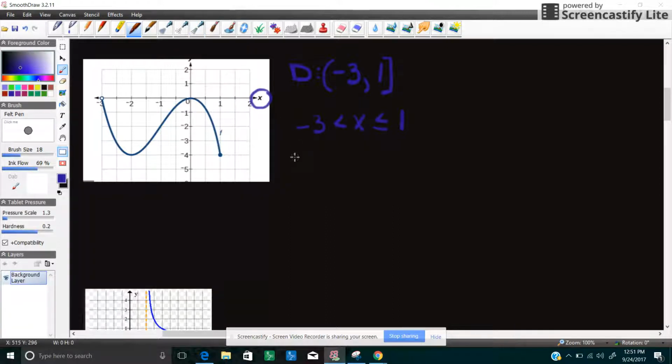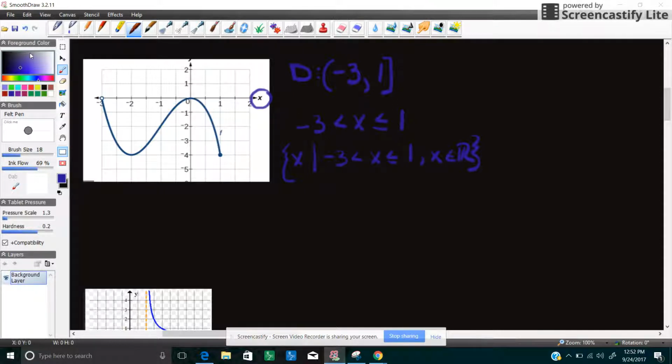For our set notation, we pretty much do the same thing, but now we're going to put all that fancy stuff. So -3 less than x less than or equal to 1, comma, x belongs to the real numbers.